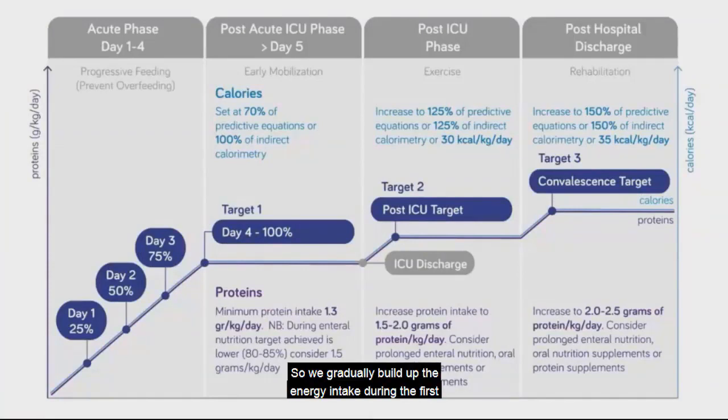So we gradually build up the energy intake during the first 3 to 4 days because of the non-inhibitable endogenous energy production, and we also check for refeeding syndrome. And then during the ICU stay, we go to 100% of the target when we have indirect calorimetry. When the patient is discharged to the ward, we increase the intake of proteins and energy, and when the patient is discharged from the hospital, we go even up to higher targets. So it's important not to stop feeding in the ICU, but to continue optimal feeding also during recovery and rehabilitation.